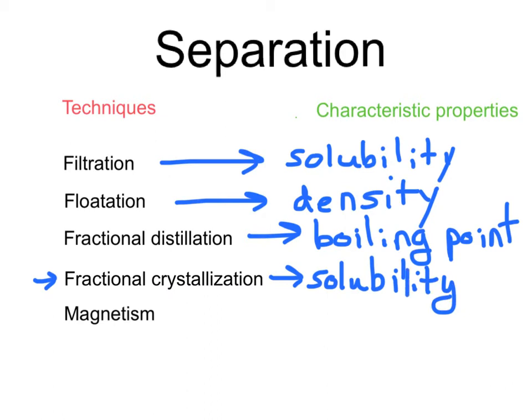When you do fractional crystallization, usually both substances will dissolve in your water. You do it with stuff like potassium nitrate and salt. Both of those things dissolve in water. But potassium nitrate dissolves way better than salt does at high temperatures.